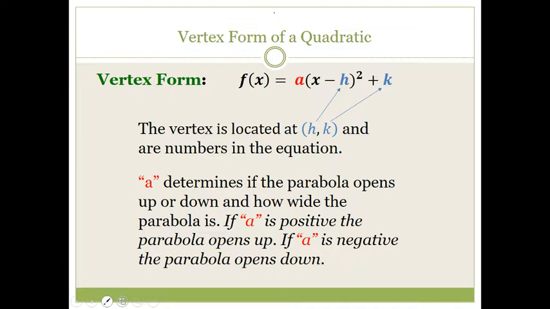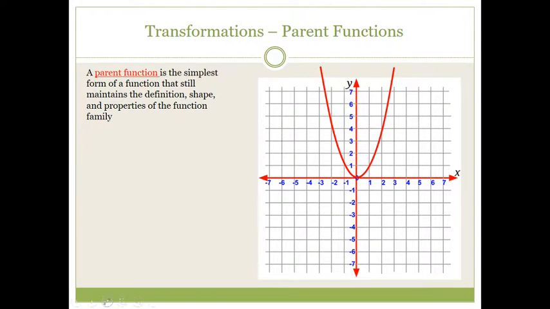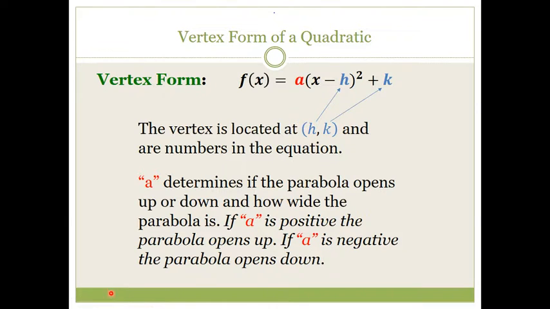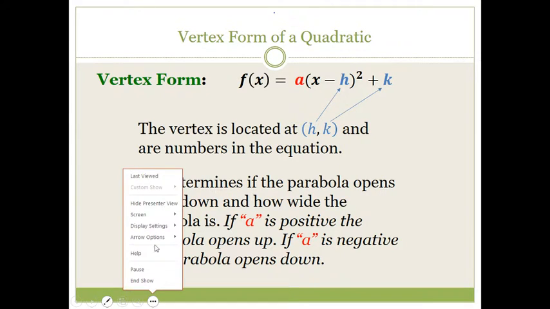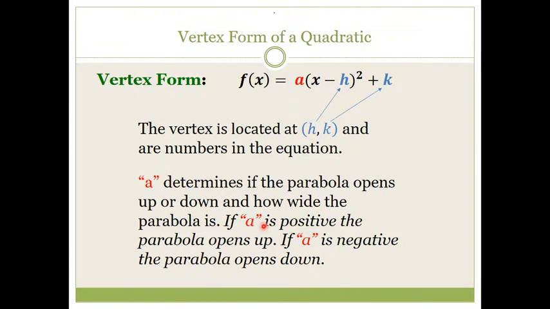All right, so this is called the vertex form of a quadratic. And the vertex is located, you can see here, at (h, k). These h and k are numbers. They are the point where it is either at its minimum or its maximum of the parabola, the vertex. Let me go back. All right. So a determines, in this case, if the parabola opens up or down and how wide it is, and we'll talk more about that later.